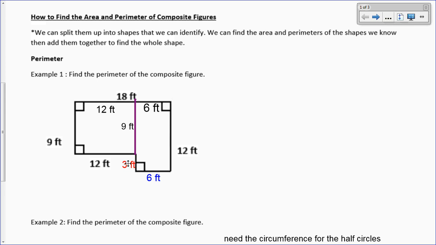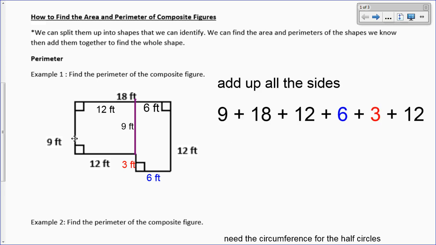So now that I have my two sides that I didn't have for the outside, I can go ahead and add them all up. So I do 9, 18, 12, the 6 feet that I found, the 3 feet that I found, and then 12 that was already given. Just add up all those sides. Your perimeter is 60 feet. So you kind of have to break it apart and see where you can get things. You could have also broken it this way. It's really what shapes you see and how you want to break it up.